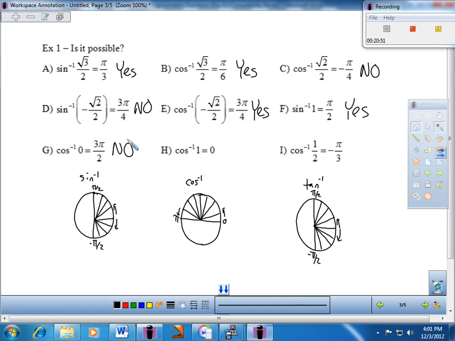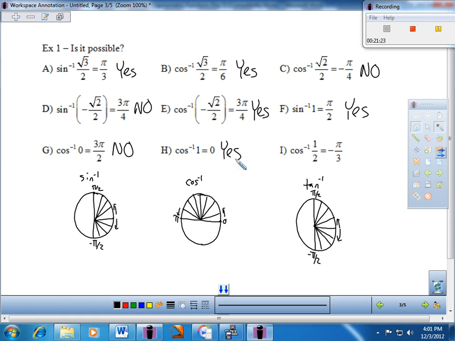Okay, let's keep going. Letter H. Inverse cosine of 1. Can that be 0? Well, let's take a look, everybody. Here's 0 as the angle measure. So it's in our interval, because our interval is from 0 to pi. And everybody, do I get a cosine ratio of positive 1 out here? Sure, I absolutely do. And so there we go.